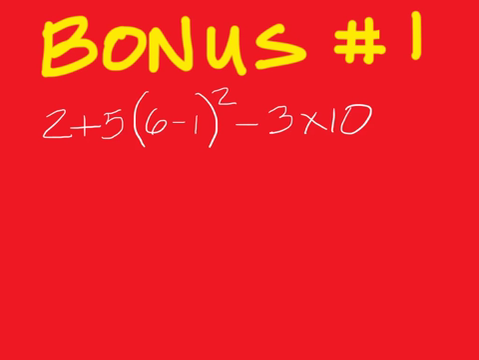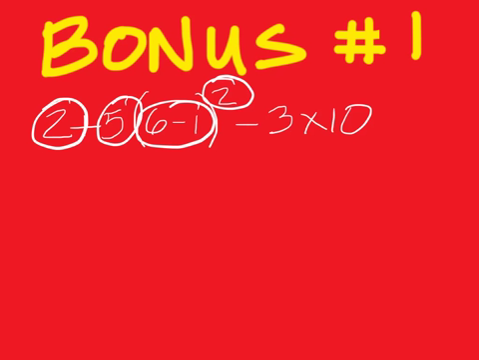On the bonus, it should be 6 minus 1, which is 5. 5 squared is 25, times 5 is 125, plus 2 is 127, minus 30 is 97.